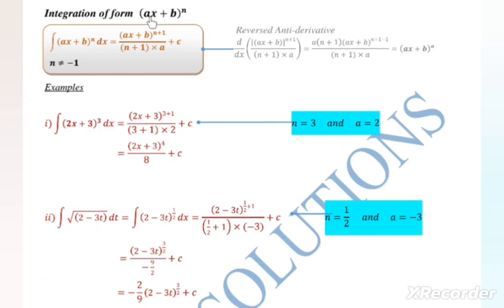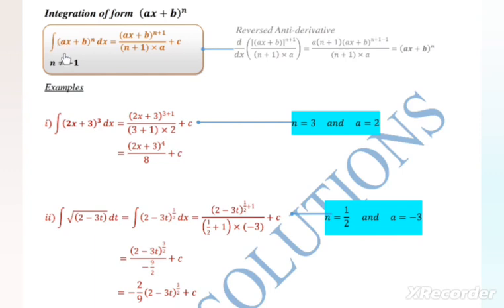Integration of the form (ax plus b) to the power n. Right, in this case, ax plus b should be a linear function. When you're talking about a linear function, we are saying the highest power of that polynomial should be x to the power 1. So our highest power here is x to the power 1. So ax plus b is a linear polynomial, which is raised to the power n.